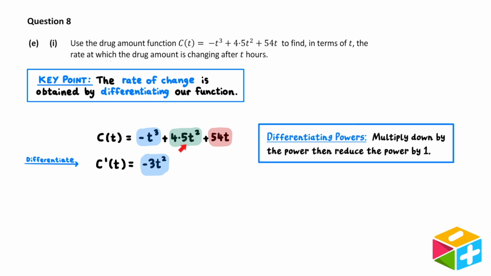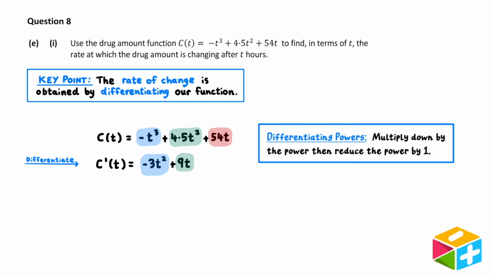We can use the same strategy to differentiate the 4.5t squared. Here, the power is 2, so we'll multiply down by 2, and then reduce the power from 2 to 1. 4.5 times 2 gives us 9, and t to the 1 can just be written as t, so this gives us 9t.